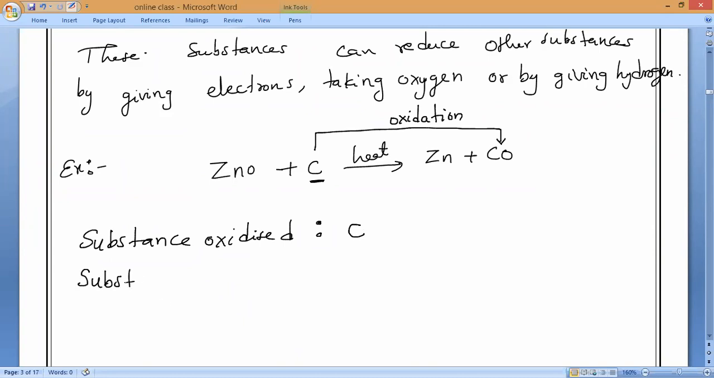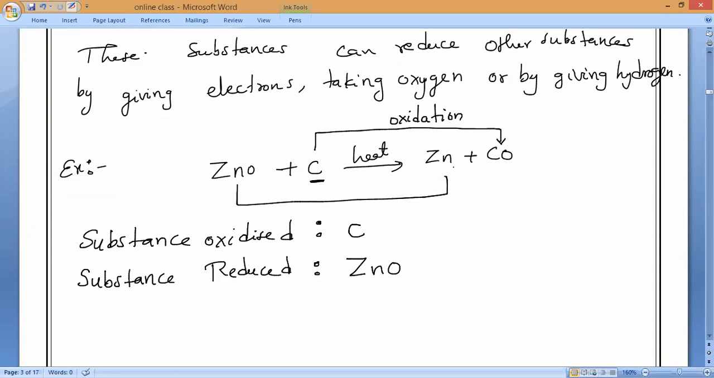In the same way, substance reduced. Can you tell me? Zinc oxide. Understand? Zinc is not going to reduce, Sai. Zinc oxide is going to reduce. Do you understand, Sai, what I am saying? So this is what we used to call reduction. So the substance reduced is zinc oxide, reducing into zinc. That is why this is called reduction.